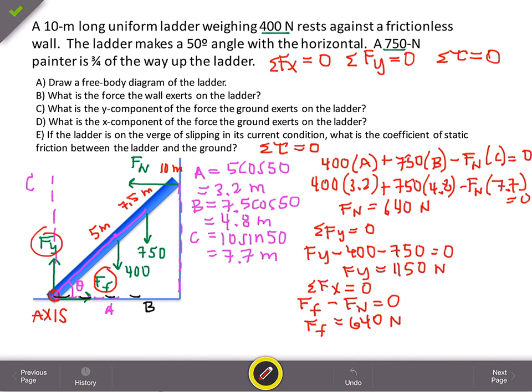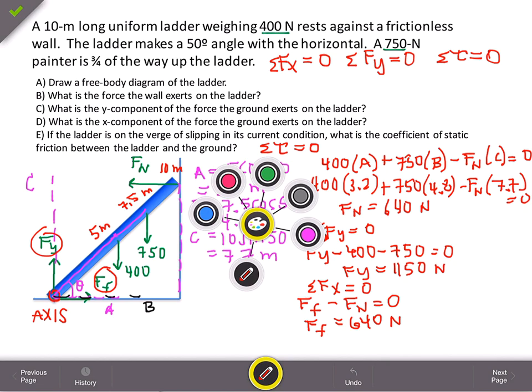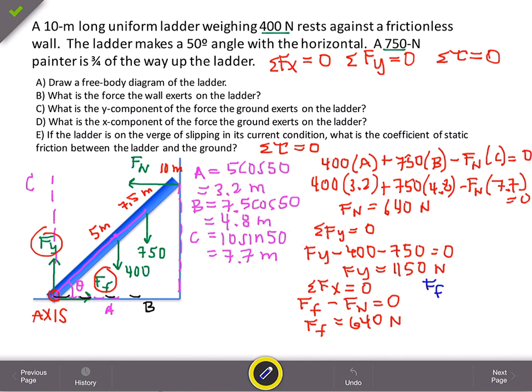Lastly, in part E, if the ladder is on the verge of slipping in its current condition, what is the coefficient of static friction between the ladder and the ground? Here, we have to remember that the friction force is equal to mu times the normal force. In this case, the normal force that is important in creating that friction is that F sub y normal force. The friction force I found is 640 newtons. Mu times F sub y, which is 1150. I already found that. Therefore, the coefficient of friction is about 0.56.